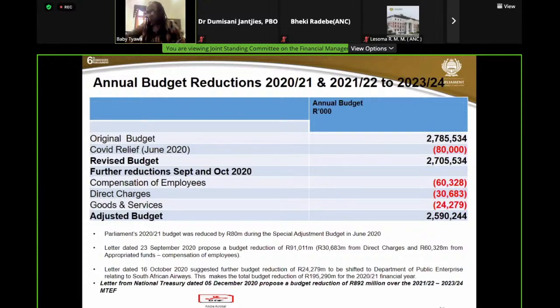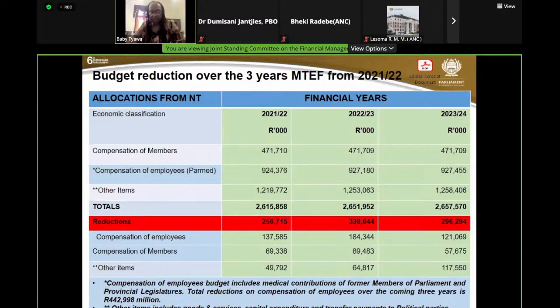Further to that, in the presentation of the minister's budget in February, it was indicated that it is a proposed reduction, and that at the end of 3 years, Parliament's budget will be revised downward by 442,998 rands. And part of that comes from the compensation of employees. And I must say that compensation of employees in terms of that asterisk includes 100 million yearly of PALMET, meaning that for compensation of employees, that goes down to 824 million. And then other items involving the goods and services and the reductions on the goods and services.